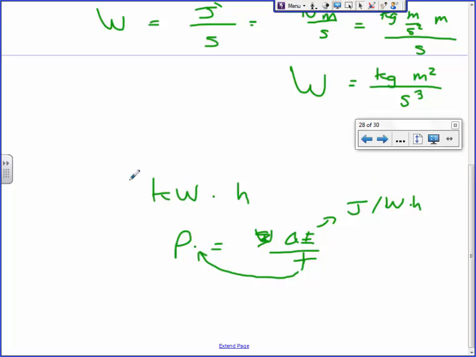So if you ever see the unit kilowatt hours, it's actually not a unit of power. It's actually a unit of energy again. It's just a strange concept for how you do that: convert the watts into kilos and convert time into hours. Anyways. Sound good?